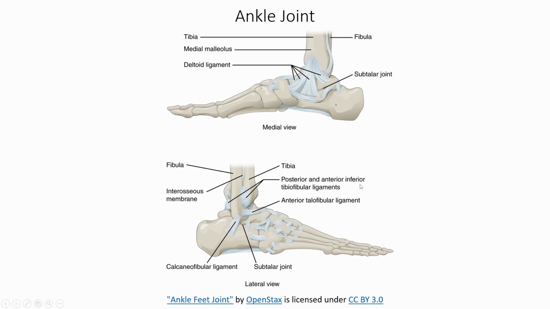We have the posterior and anterior inferior tibiofibular ligaments. Mouthful for a name, right? So one's in the back, one's in the front. They're both inferior to the tibia and the fibula, and they're linking the two together. And then the anterior talofibular ligament. This is going to be what links the fibula to the talus bone. And then the calcaneofibular ligament is going to link the fibula to the calcaneus bone.